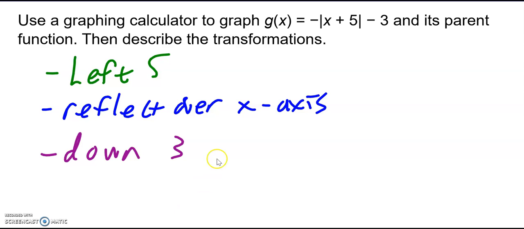Now, I will point out that the order in which we did these transformations was very important. It is the order based on how we're given the function, but if we switch the order of these last 2 especially, it will change the outcome of the graph. So keep that in mind.